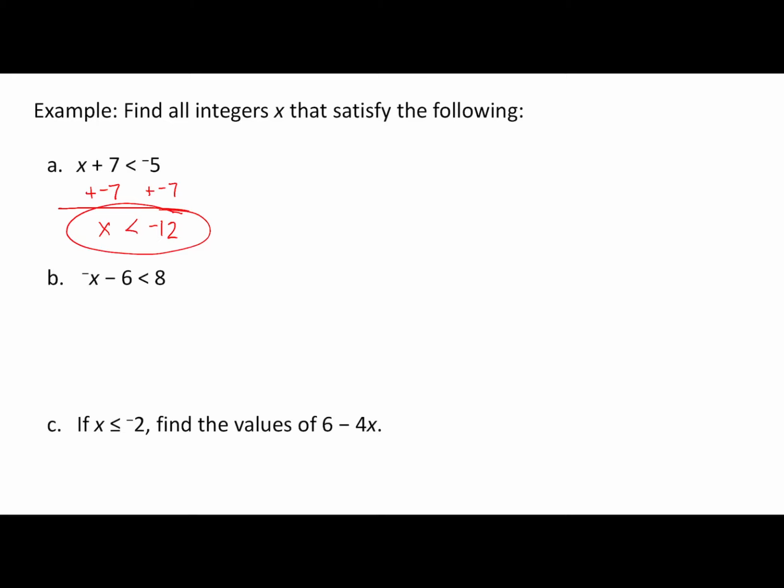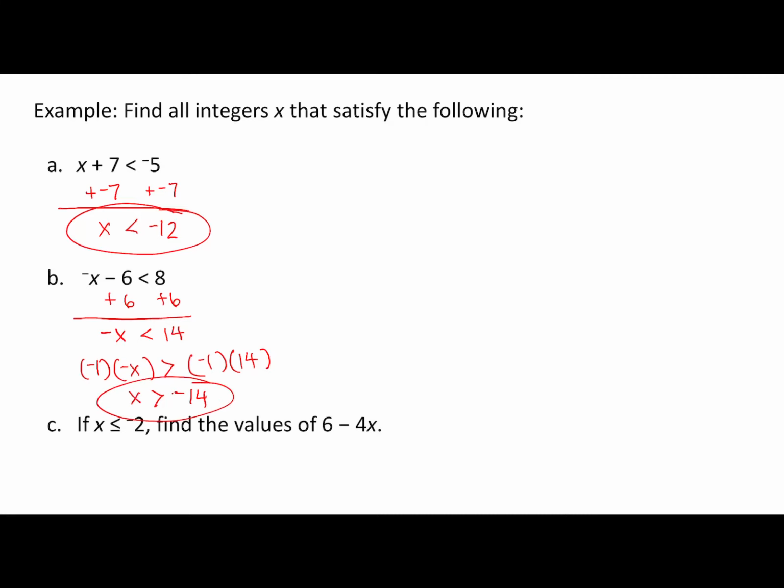In part B, we can start off similarly. So I've got negative x minus 6 on the left. So I'm going to add 6 to both sides. The inequality doesn't change, so I have negative x is less than 14. And now I want to multiply by negative 1 on both sides. But when I multiply by a negative on either side of an inequality, the inequality flips. So that leaves me with x on the left is greater than negative 14.